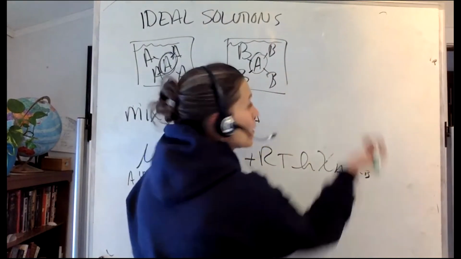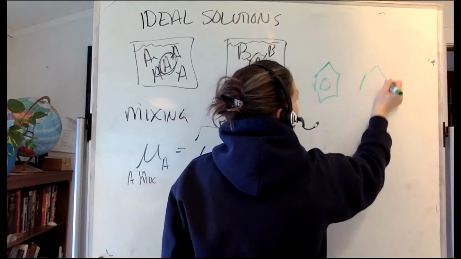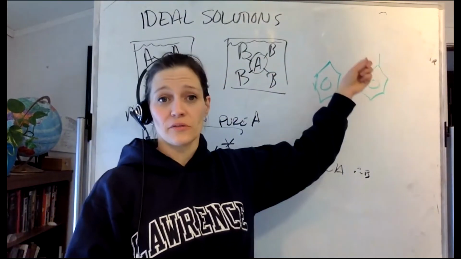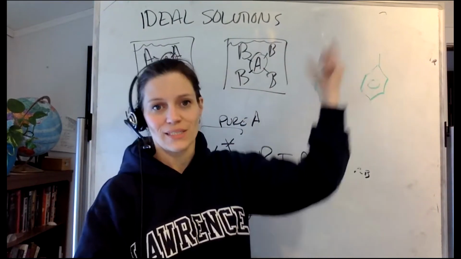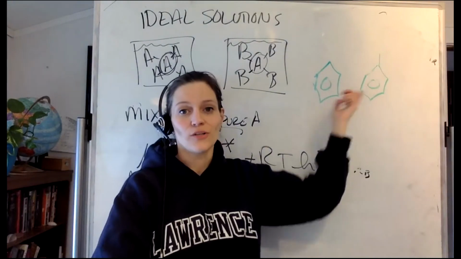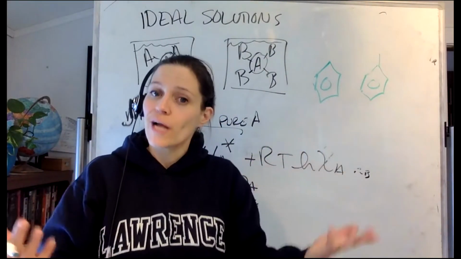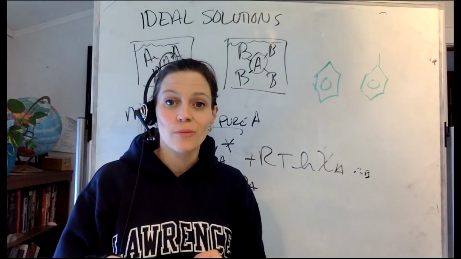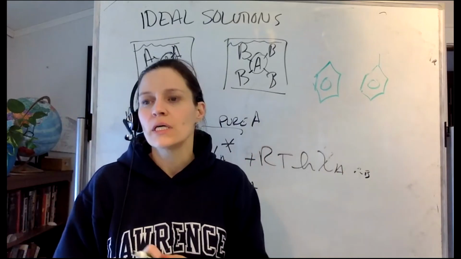Okay, so if you have benzene, whoops, and then you have toluene, chemically, these are very similar. There's just a methyl group here. And so if you were to take one benzene molecule out and put it into a whole bunch of toluene, the benzene's not really going to see that much of a difference in terms of intermolecular interactions. So it's going to actually think it's kind of the same. Ideal solution. If, however, you mix like acetone and water, huge difference.